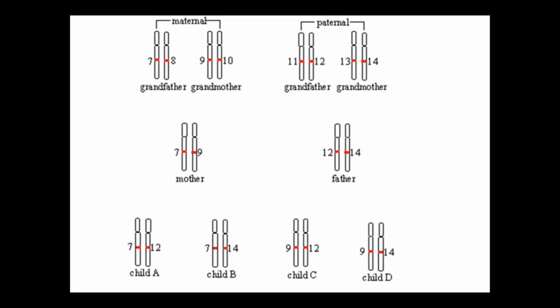Let's look at the first child, child A. It got the 7 repeat STR from mum and the 12 repeat STR from dad. Now the second child, child B. It got the STR 7 from the mother and the STR 14 from the father. Now the third child, child C. It got the STR 9 from the mother and the 12 STR from the dad.